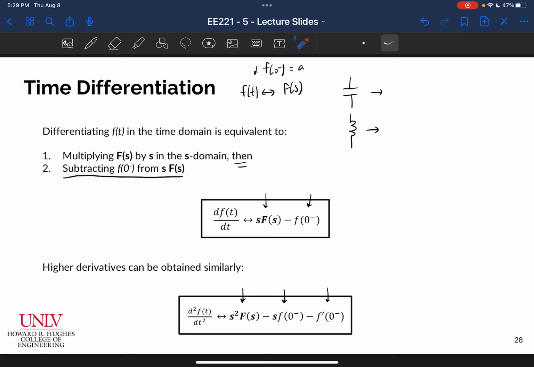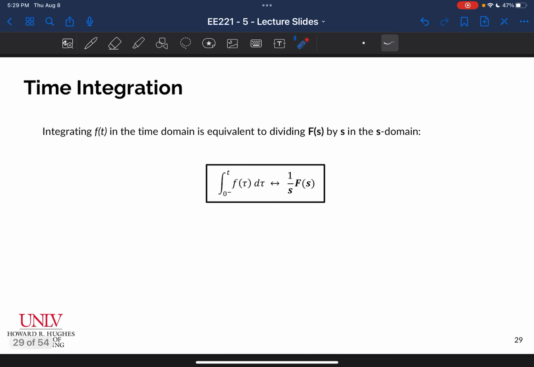And so this is showing that we can basically take differential equations and convert them into algebraic equations, right? This went from a derivative into a simple multiplication minus a constant. This went from a second derivative into a quadratic expression. And so this is how Laplace transforms convert calculus into algebra and make our lives easy when solving these circuits, okay?